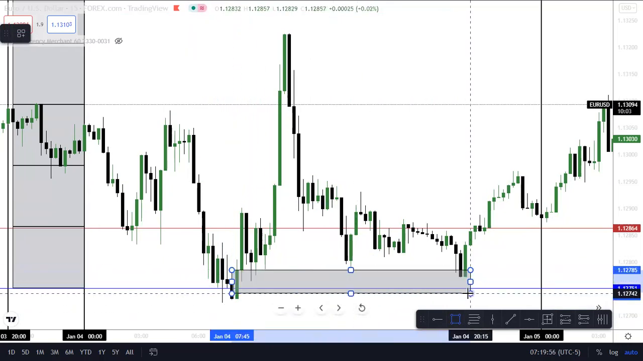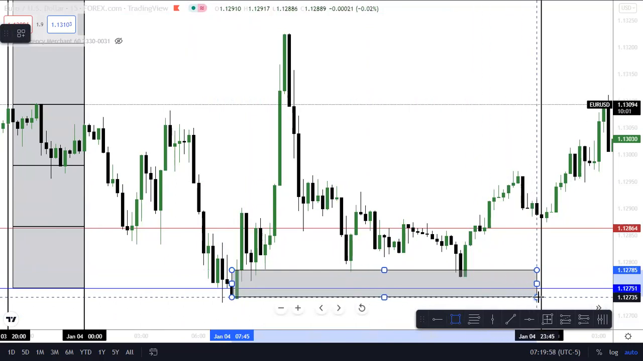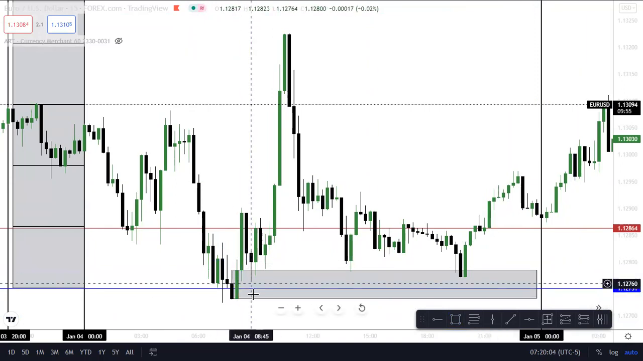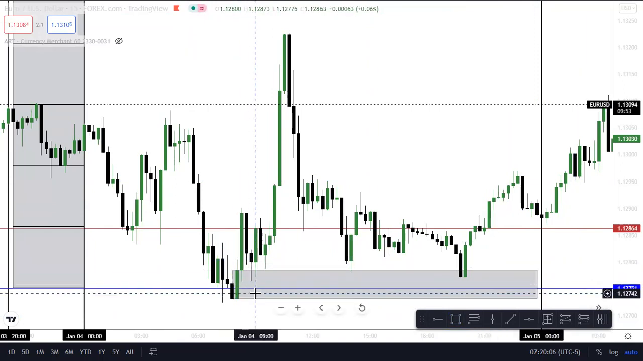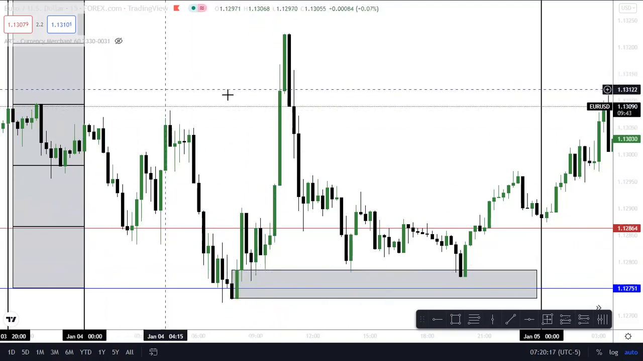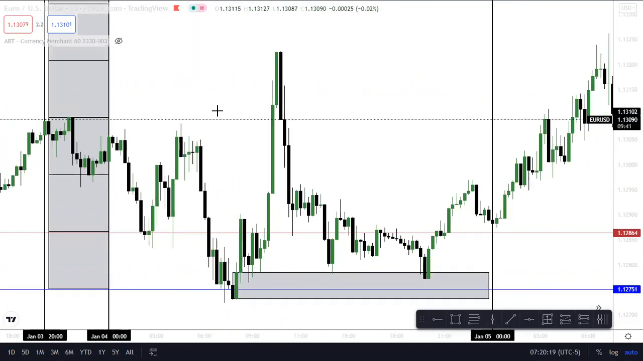So we outline all of that. I'm stretching this across so you can see the reaction there. And this area is where I'll be interested in being a buyer. So when it comes back here, this is a trade that I would take. Moves away. Gives a really nice move.